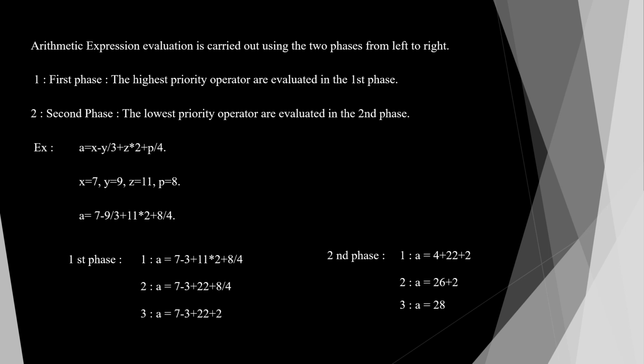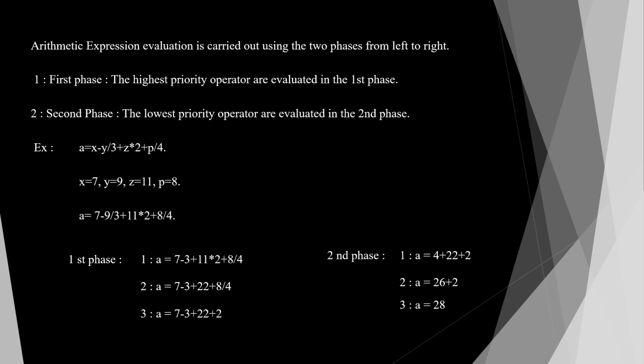So based on the left to right fashion, the next expression evaluated is 11 into 2. So in the first phase, in the second expression, A equals 7 minus 3 plus, as it is. Then calculating 11 star 2, we get the value 22, because 11 into 2 is 22, plus 8 slash 4. Then in the third expression, A is equal to 7 minus 3 plus 22 as it is. Then we evaluate 8 slash 4, so 8 slash 4 gives the value 2.